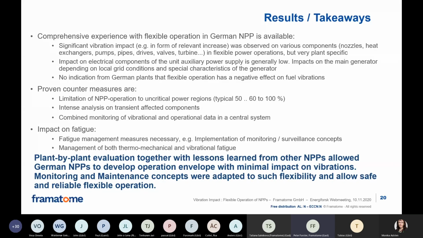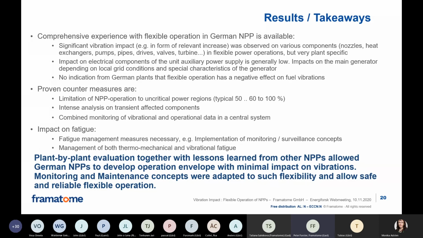No indications in German plants that flexible operation has a negative effect on fuel vibrations. Proven countermeasures are the limitation of the power plant operation to uncritical power regions, typically 50, 60% to 100%, so not lower. Intense analysis of transient-affected components and combined monitoring of vibrational and operational data in a central system. Impact and fatigue management measures are necessary, with implementation of monitoring, surveillance, and so on. Management of both thermomechanical and operational fatigue.